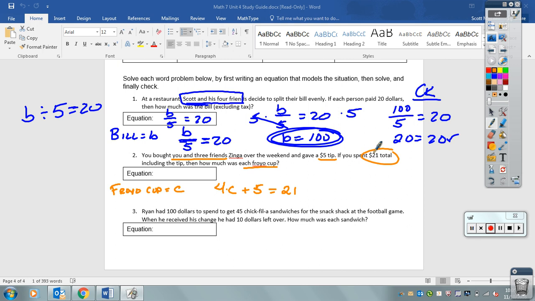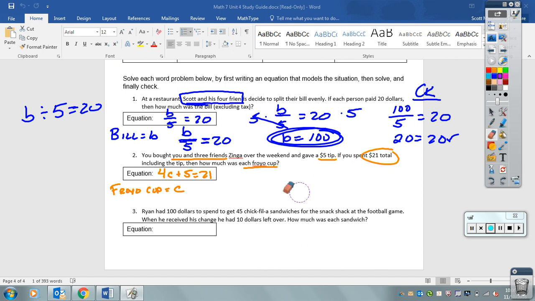There's a hint. 21 is the total, so when you add all this up, it equals 21. So whatever the price of the cup is, it's 4 times that price, plus the $5 tip is 21. That's my equation: 4C plus 5 equals 21. I could use this to solve.